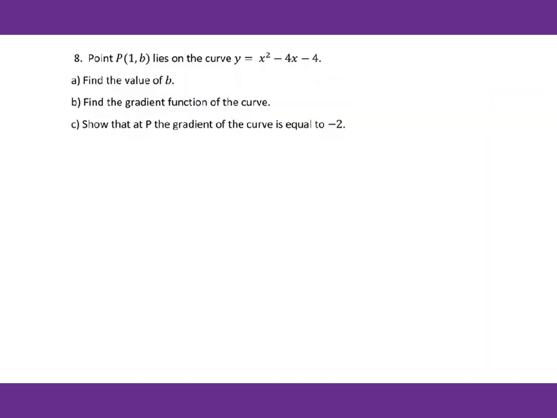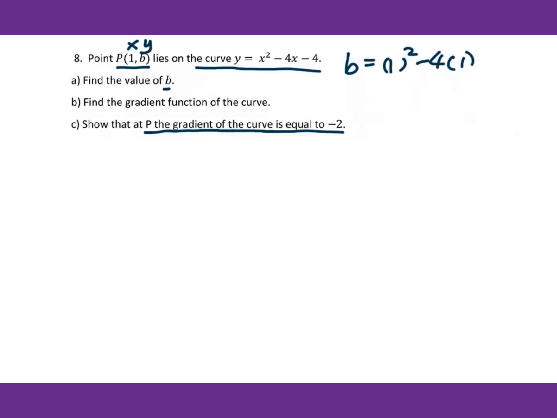Now let's go to number 8. Point (1, B) lies on the curve y equals x squared minus 4x minus 4. Find the value of B. Find the gradient function of the curve. Show that at P, the gradient of the curve is equal to negative 2. This is x, here is y. So we plug in x equals 1 for B. 1 squared minus 4 times 1 minus 4. So you get 1 minus 4 minus 4 equals negative 7.